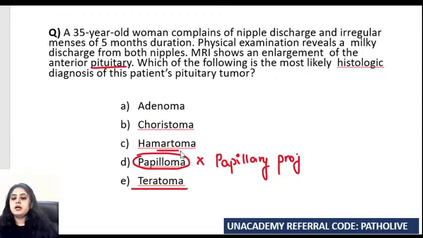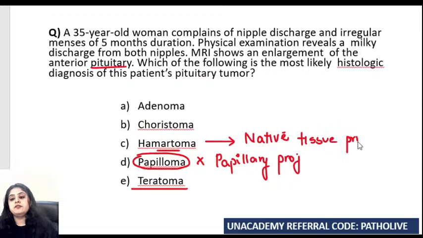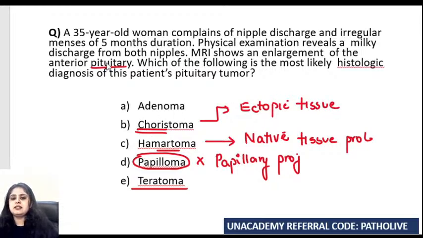Now let's talk about hamartoma. Day before yesterday, I uploaded one YouTube session and we discussed hamartoma. Hamartoma is native tissue proliferation. Hamara tissue, that is how we learn it. Hamara tissue or native tissue proliferation is hamartoma. Here nothing was proliferating. Choristoma is referred to as ectopic tissue. How do we learn choristoma? Choristoma is chorica tissue, so some ectopic tissue. They didn't mention anything like that, that in the pituitary some other organ or some other tissue has come up. Nothing of that sort was mentioned.